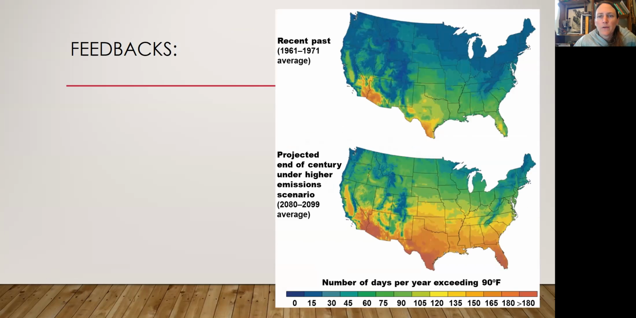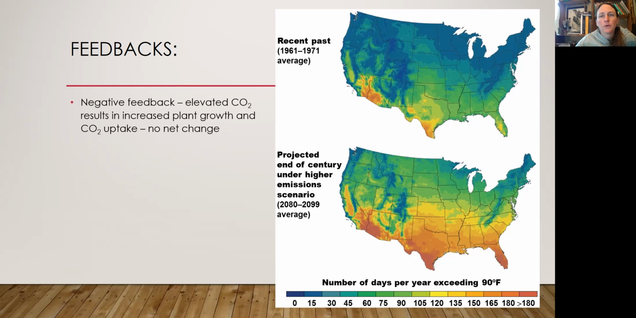So the last thing I'll talk about are feedbacks. Feedbacks are important when studying these phenomena. A negative feedback is something like if you have elevated CO2, you get increased plant growth, and that plant growth takes up more CO2. So there's no net change. That would be a negative feedback. And that is something that was predicted to happen to elevated CO2 and has been shown to happen to some degree. But at some point, the plants stop taking up that elevated CO2, and then you end up with a situation that can spiral out of control.